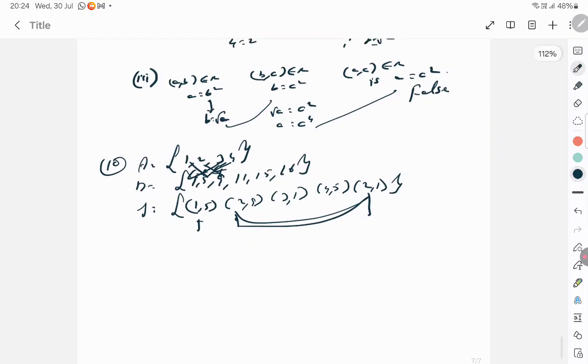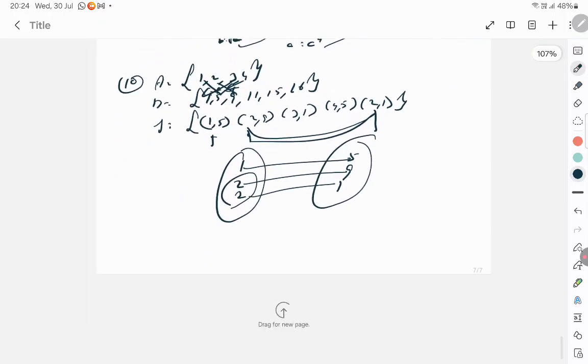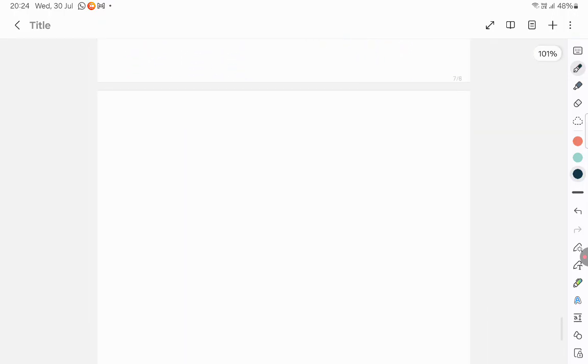2 is also getting mapped again to 1. So if you do it like this, 1 is getting mapped to 5, 2 is getting mapped to 9, 2 is also getting mapped to 1. How is it possible? It's definitely not a function. It's only a relation from A to B. Okay, so let's go to the next question.